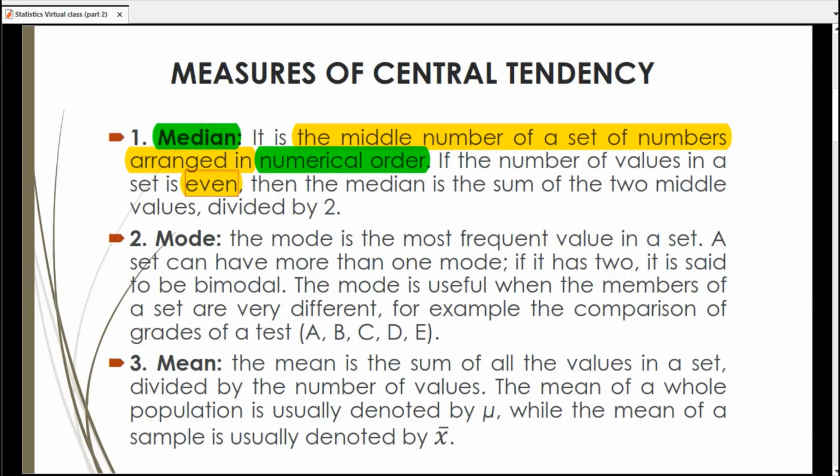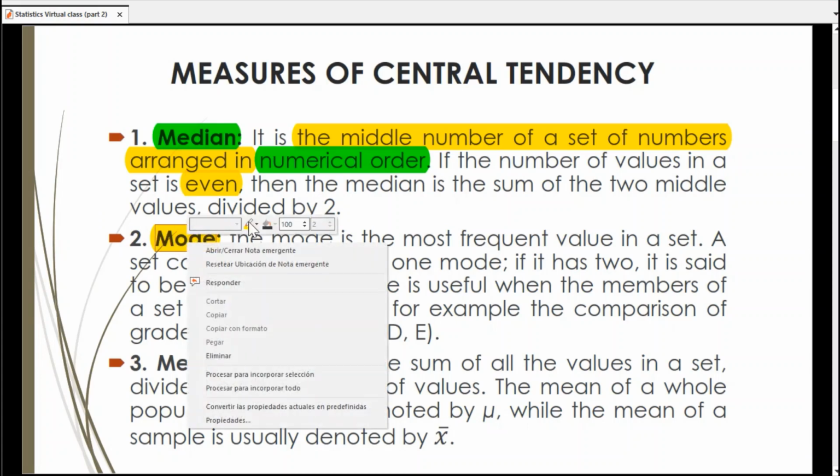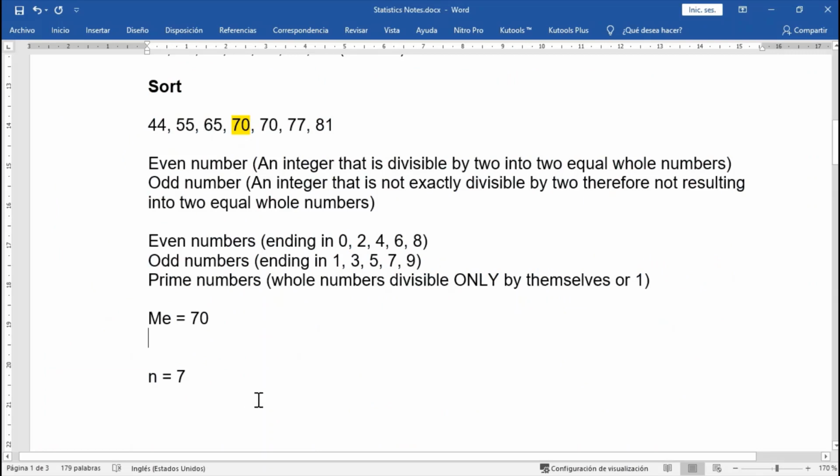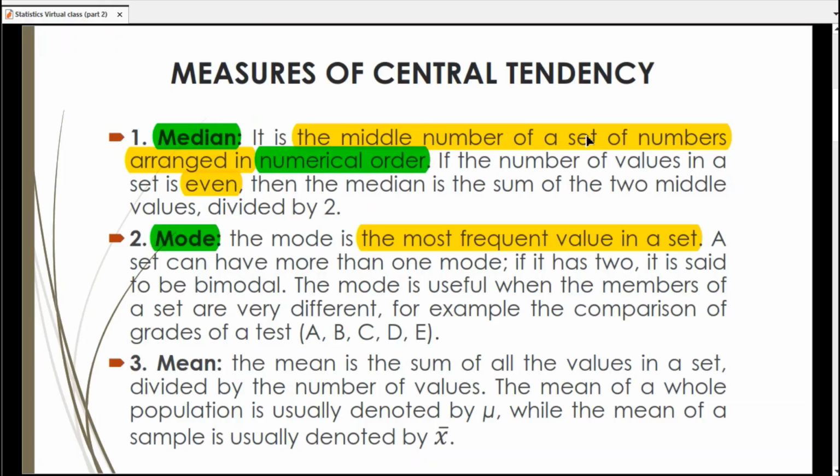Let's go back to the presentation. Now we have the mode. This is actually a lot easier because you just have to look for the most frequent value in a set. Which one is repeated in the most cases? That's the answer. In this case, clearly the only one that is repeated is 70, so the mode is also 70. That's pretty easy, right? Let's go back.